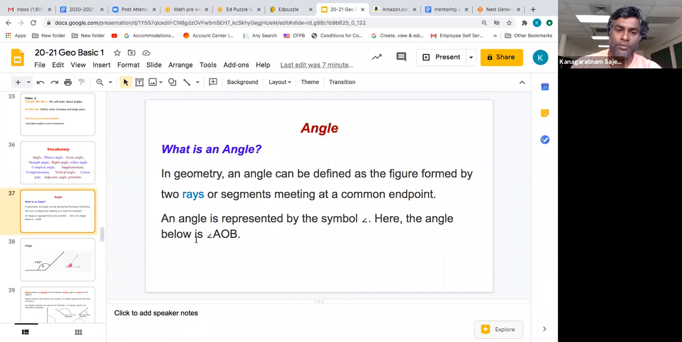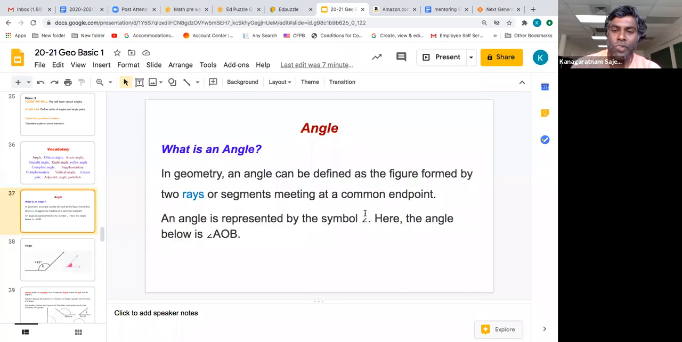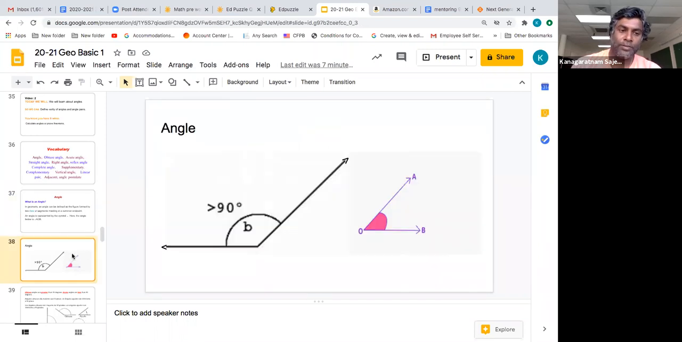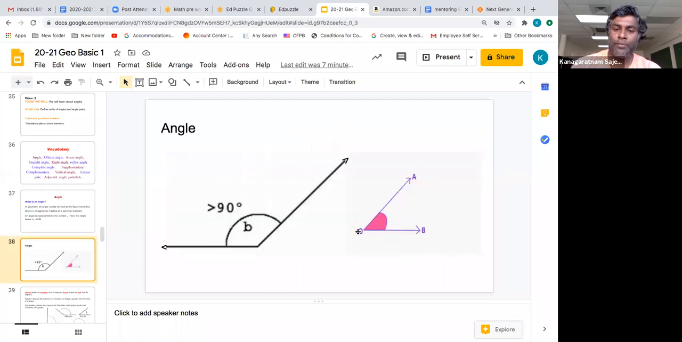When you write an angle, the meeting point is going to be in the middle. You put an angle symbol right in front of how you label it. This is the meeting point, so you can name the angle with the symbol and then B, A, or you can name it with the symbol and A, B. It's the same thing. The only thing you have to make sure of is that the meeting point is in the middle.